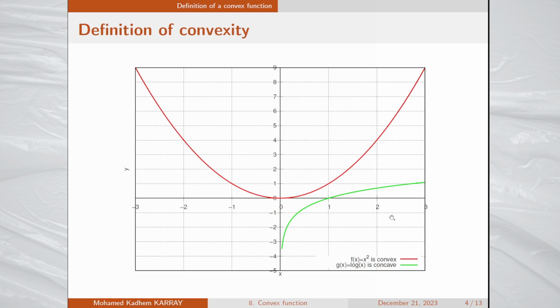Before defining the notion of convexity, let's give some curves. Here is the curve of the function x squared, and here is the curve of the function logarithm, which is also denoted sometimes ln. So we aim to characterize the properties of these two curves here and to give a definition showing that the function x squared is convex, whereas the function logarithm is concave, in a sense that will be made precise shortly.